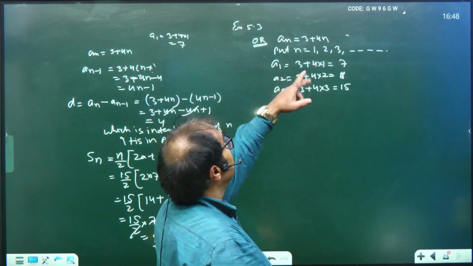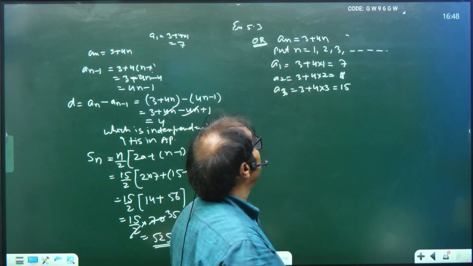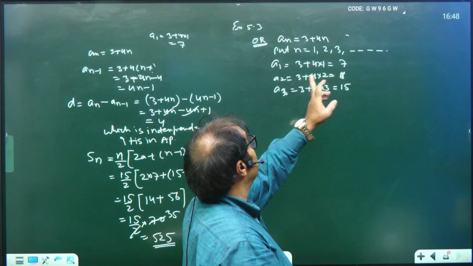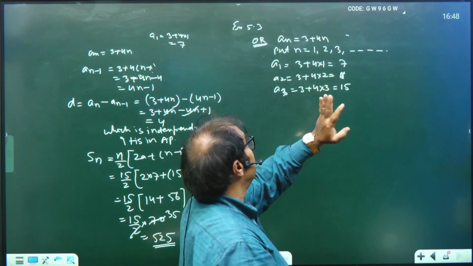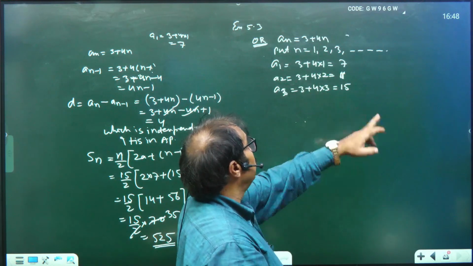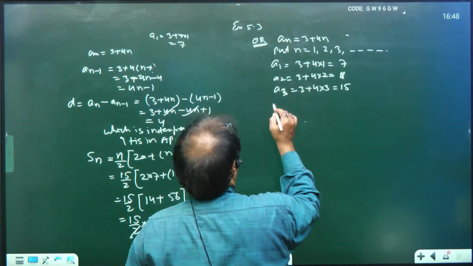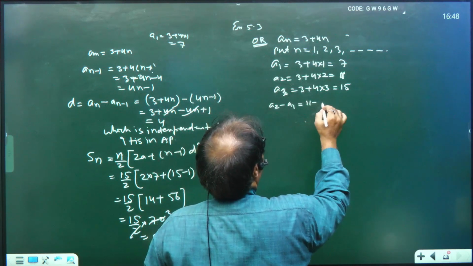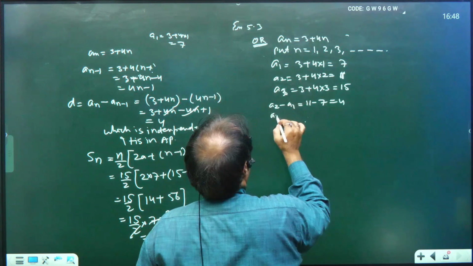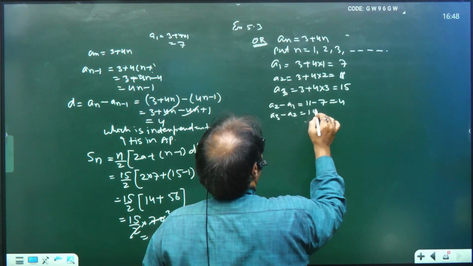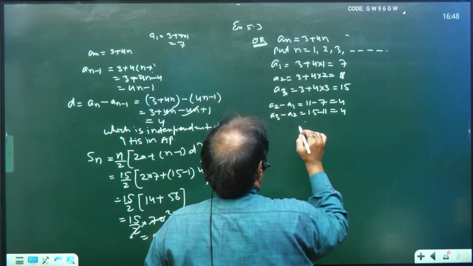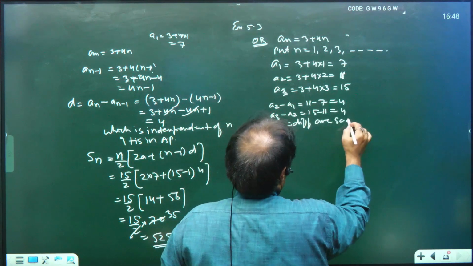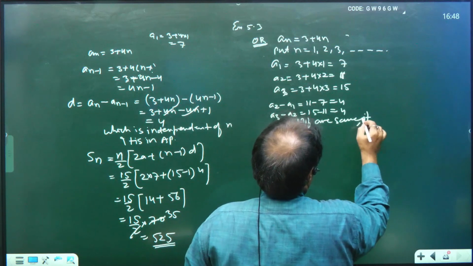Now in this method, put n equal to 1, 2, 3, and so on. So a1 is equal to 3 plus 4 into 1, that is 7. A2 is 3 plus 4 into 2, that is 11. A3 is 3 plus 4 into 3, that is 15. And now find out the difference. A2 minus A1, that is 11 minus 7, equals 4. And A3 minus A2, that is 15 minus 11, equals 4. So the differences are the same, so it is in AP.